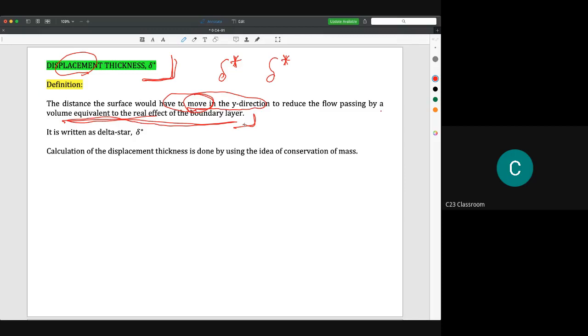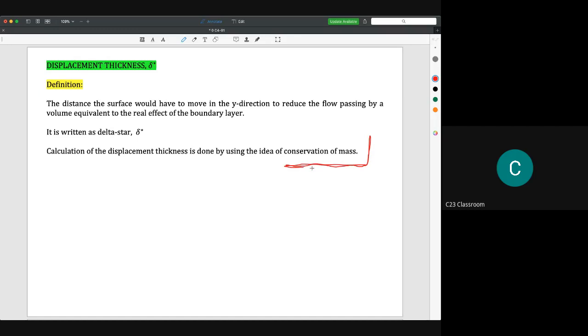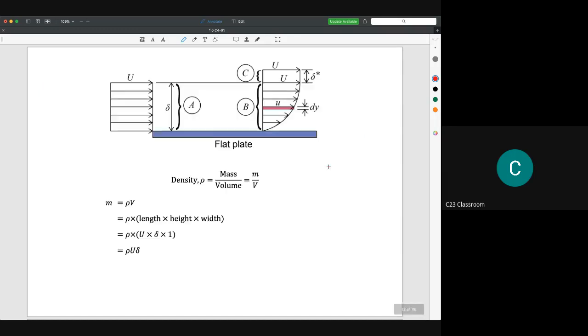So we need another few equations to help us calculate the boundary layer thickness. Before we could create those equations, we must make sure that our calculation fulfills the idea of conservation of mass. So the displacement thickness here is actually a test or verification of our equation, to make sure that our equation actually conserves mass. Okay, so we could explain the displacement thickness like this.